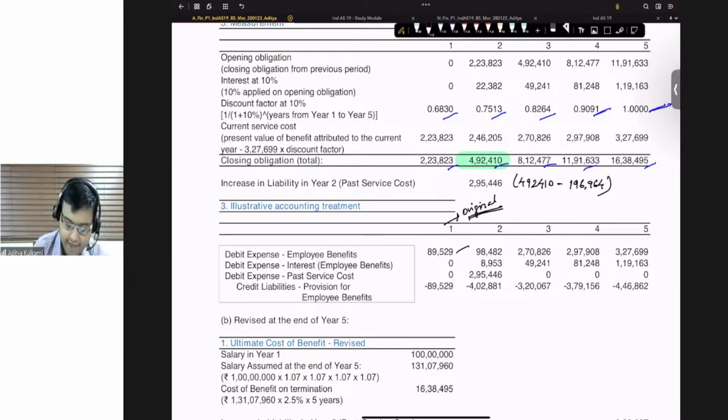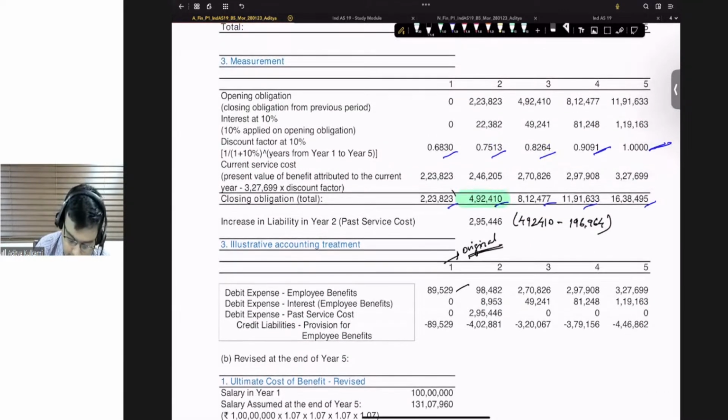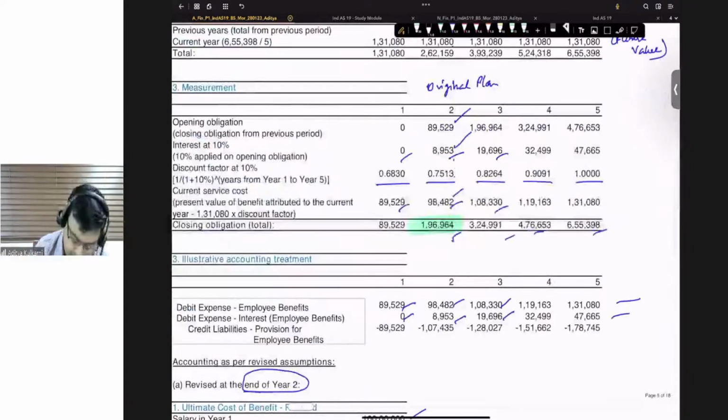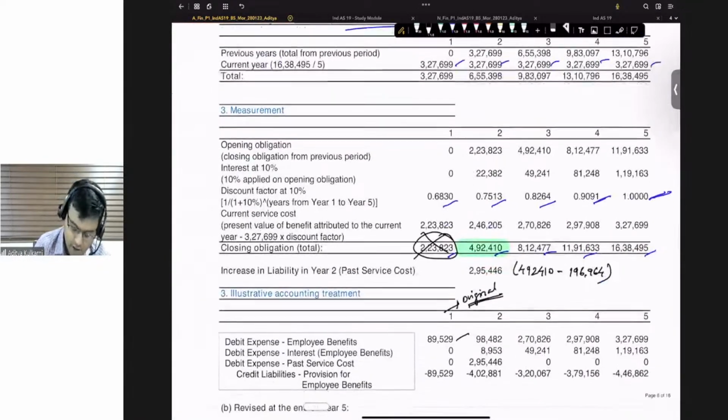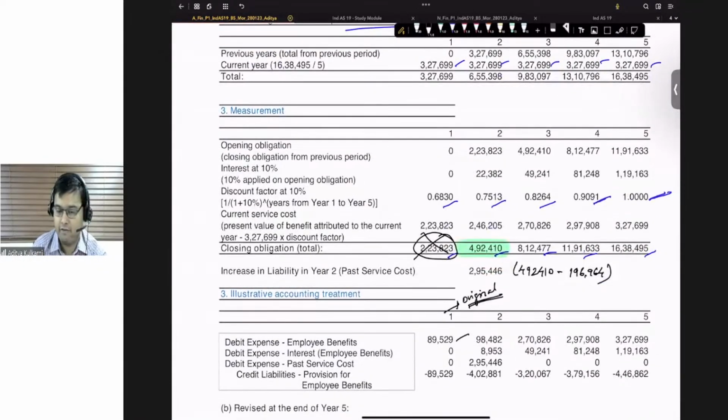Expense account debit 89,529. Don't look at this. This won't come for the first year. First year is based on this 89,529. To provision for employee benefits 89,529. Okay. So that is the first year entry.